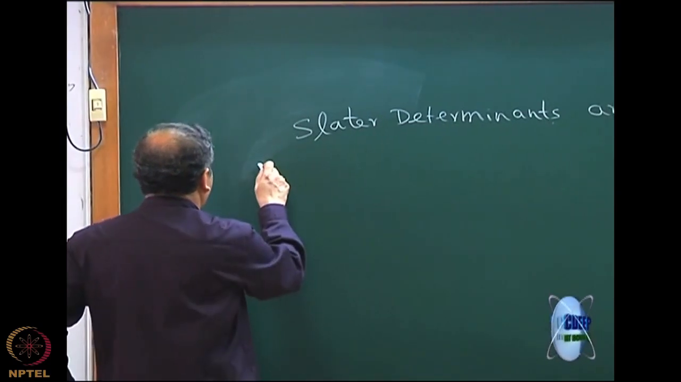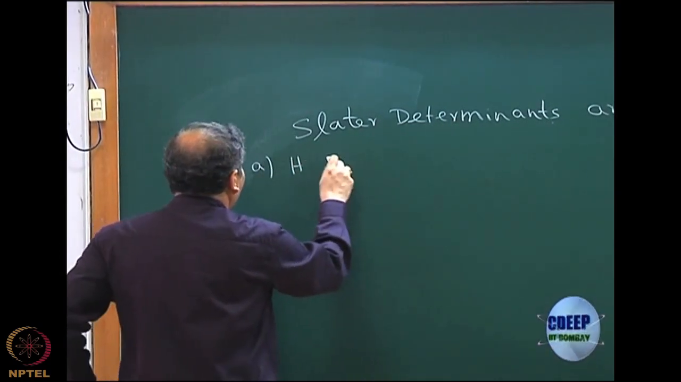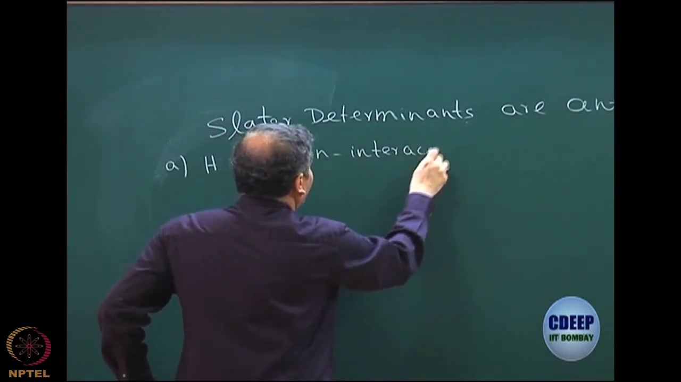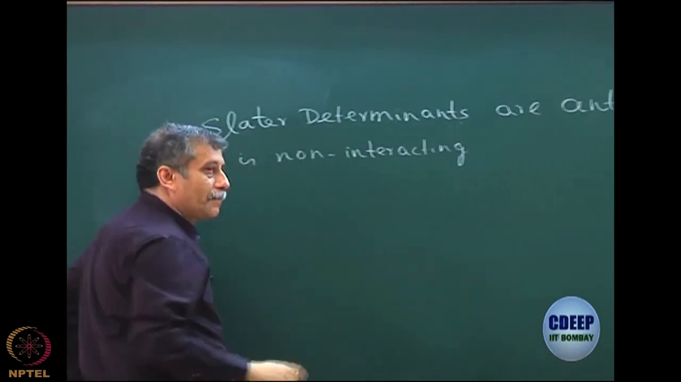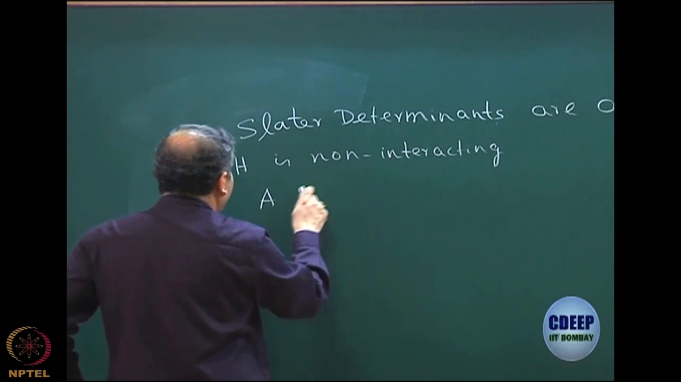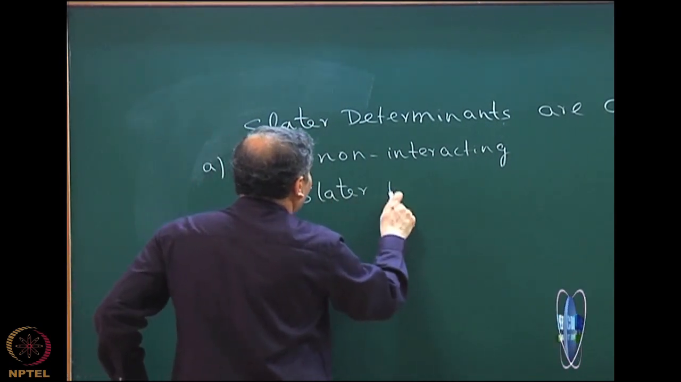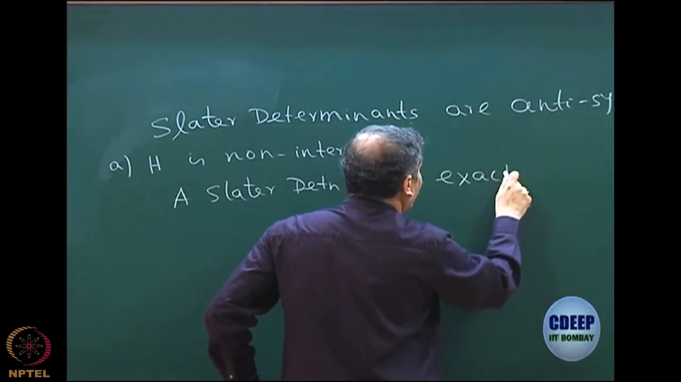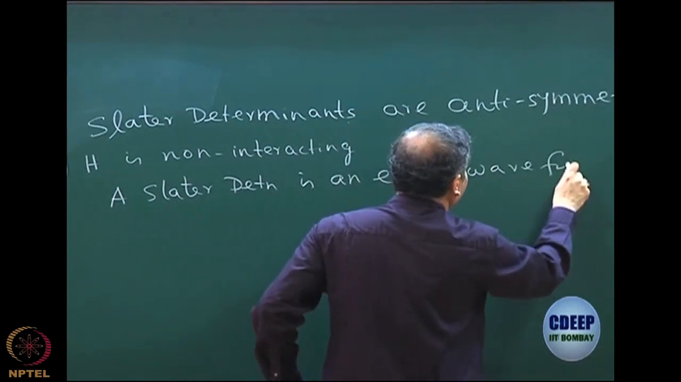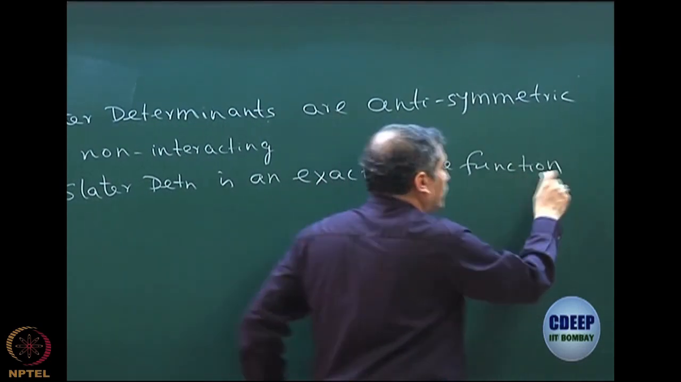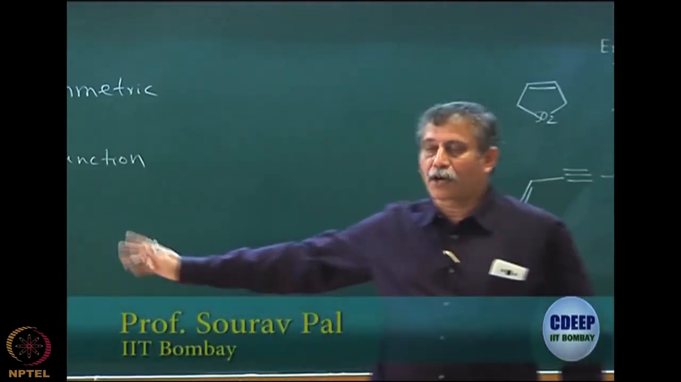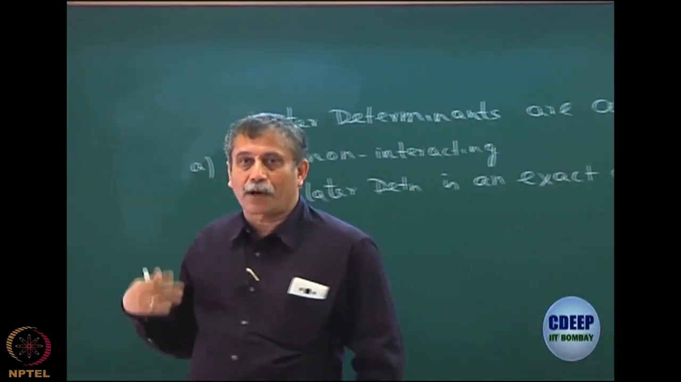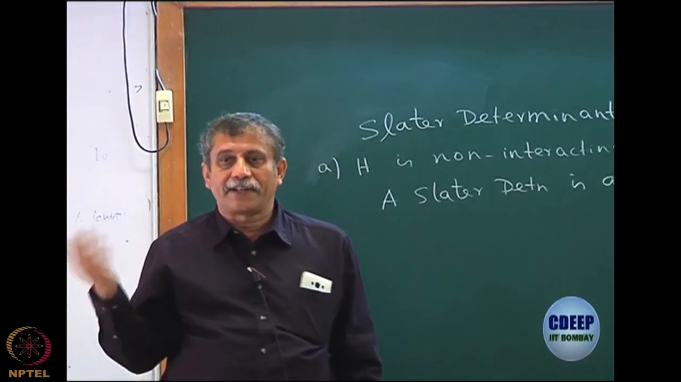And we discussed, of course, case A, where the Hamiltonian was non-interacting, which means it is a sum of just one-particle operators. In that case, a Slater determinant is an exact wave function. This is something we discussed in the last class: if it is non-interacting, the product of one-electron functions is a valid eigenfunction. However, the product is not an acceptable eigenfunction, so we made it a determinant.